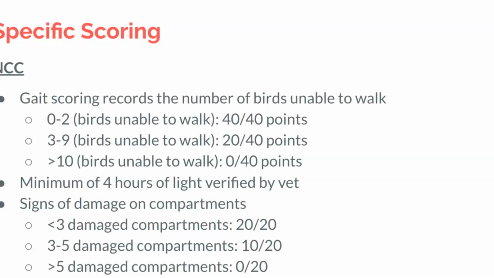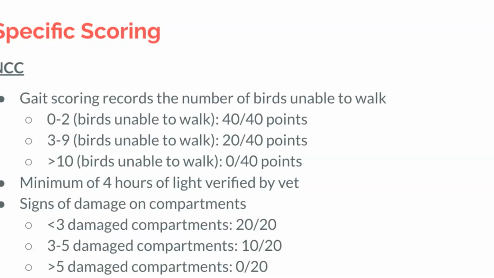When it comes to specific scoring and as far as the subjective items that the auditors are looking for, they're looking for gait scoring as far as the number of birds unable to walk throughout the facility. The gait scores are looking for 0 to 2 birds unable to walk, which will receive a 40 out of 40 points for that category. And if there are 3 to 9 birds unable to walk, then there will be 20 out of 40 points awarded. And if there are more than 10 birds unable to walk throughout the facility, then it's an automatic fail in that category and they would receive 0 points out of the 40 points.